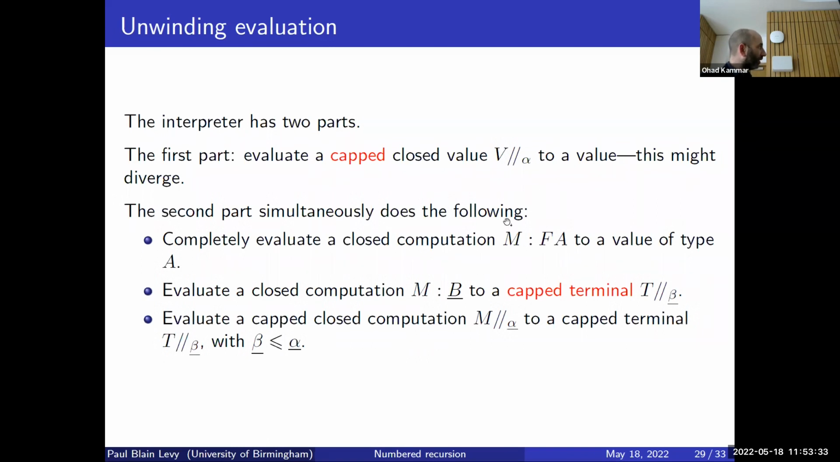The second part is actually three things simultaneously. You've got a closed computation of F type evaluates to a value. That's called complete evaluation. An ordinary closed computation doesn't evaluate to a terminal, it evaluates to a capped terminal. And a capped closed computation also evaluates to a capped terminal, with a lower cap, beta below alpha. All of this is pulled out of a hat, and to be honest, there may be other ways of doing this, but this does have all the properties that we want. Above all, the totality, which is the big one.